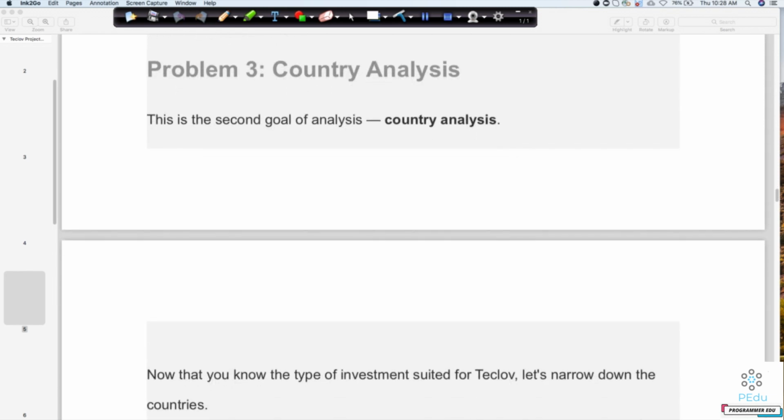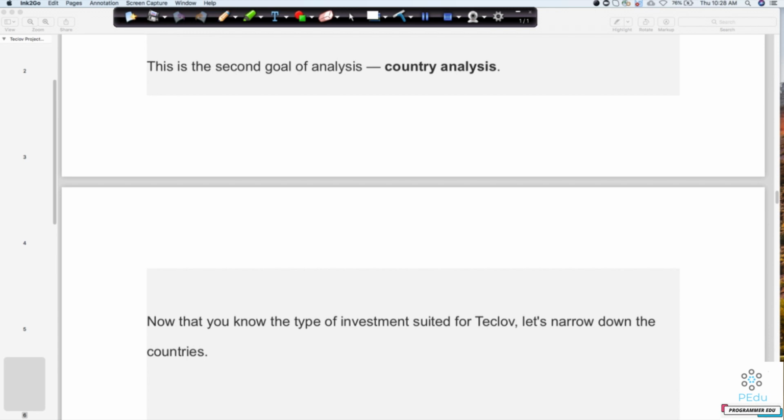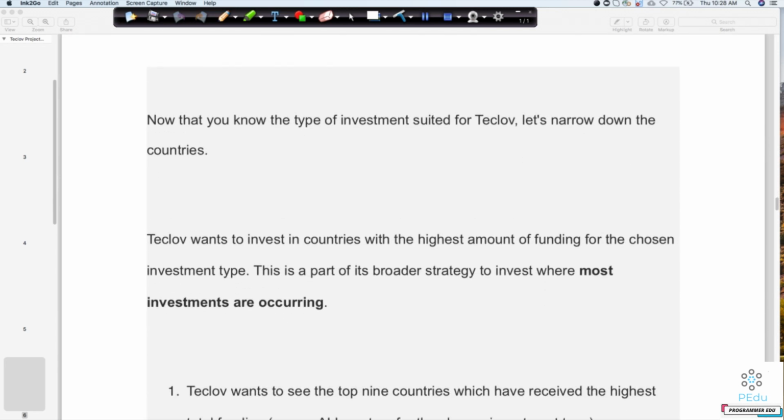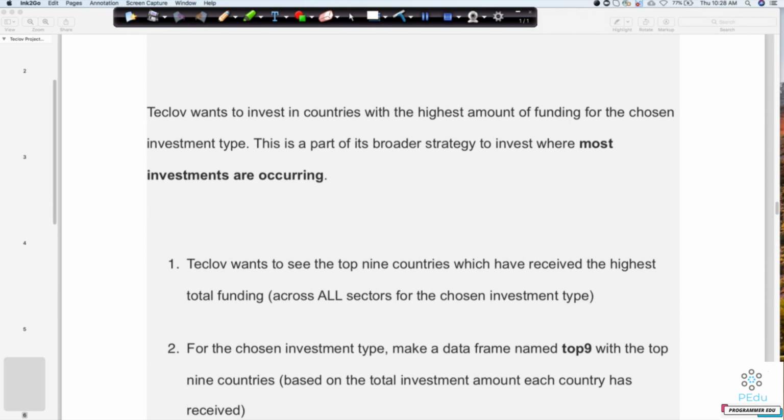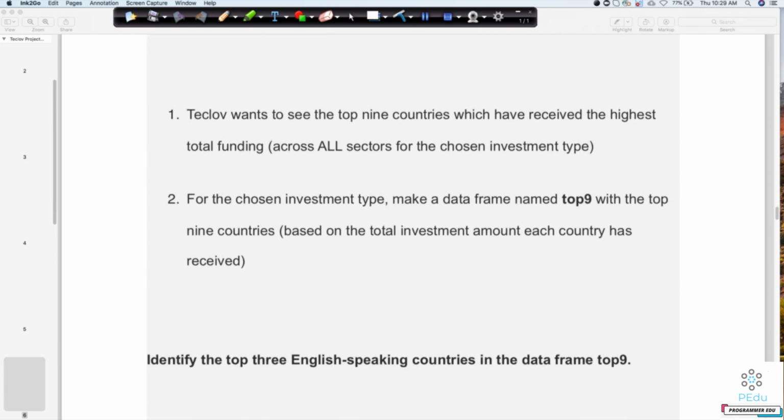Now let's go to the country analysis. This is the second goal of analysis, country analysis. Now that you know the type of investment suited for Teclov, let's narrow down the countries. Teclov wants to invest in countries with the highest amount of funding for the chosen investment type. This is part of a broader strategy to invest where most investments are occurring. So Teclov wants to see the top 9 countries which have received the highest total funding across all sectors for the chosen investment type. For the chosen investment type, make a data frame named top 9 with the top 9 countries based on the total investment amount each country has received.